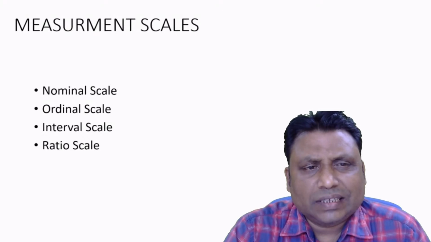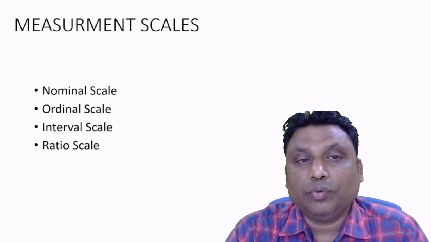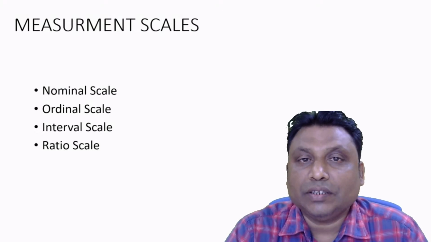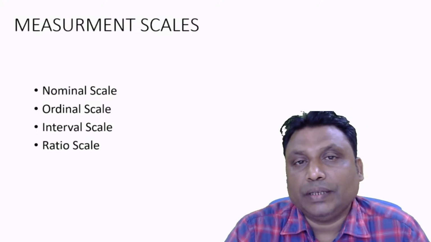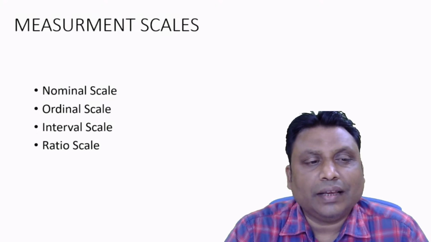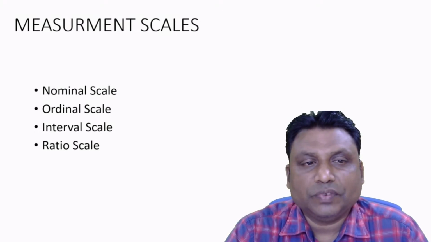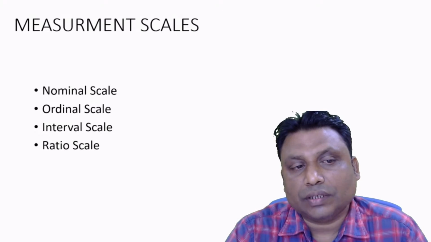So this attitude, how can you measure it? For that we have to use some scales. On the basis of scales, we have to measure the attitude, or you can say the objects of your study. There are four types of scales: one is the nominal scale, one is the ordinal scale, one is the interval scale, and another one is the ratio scale. On the basis of scale, we measure the attitude or behavior of your research.